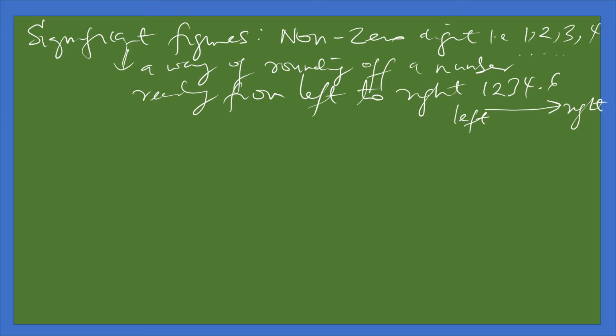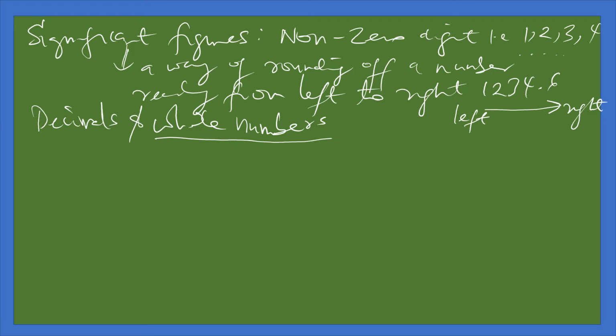Also remember that this is applicable to both decimals and whole numbers. Take note of that. I said it's applicable to both decimals and whole numbers. Whole numbers are numbers that have no decimal. Remember, for example, 3 is a whole number. 10 is a whole number. There is no decimal.